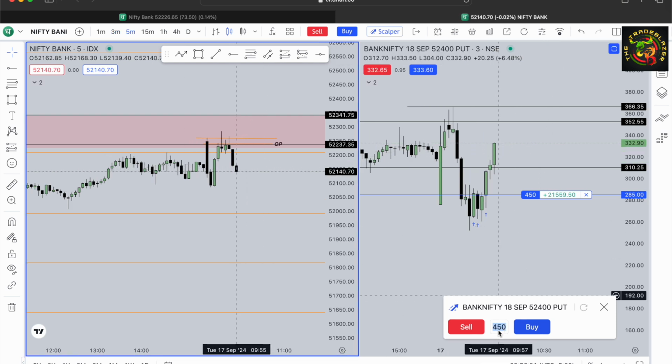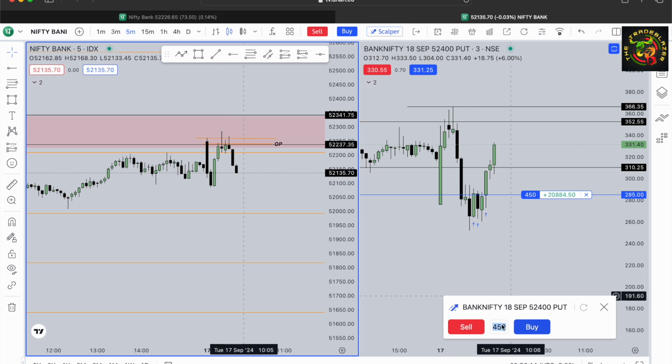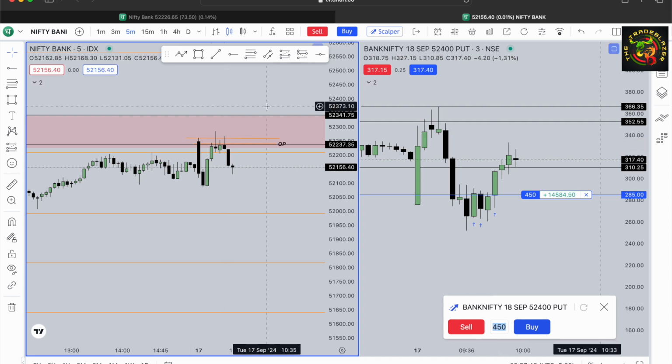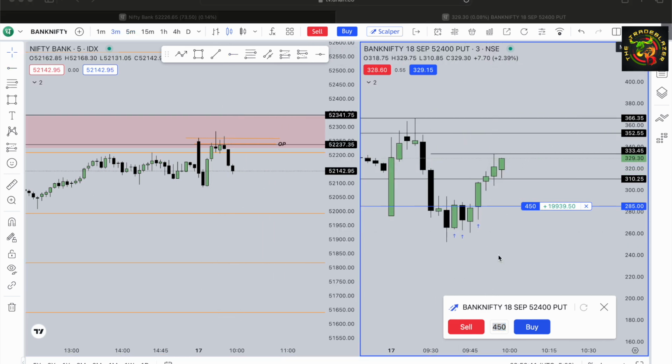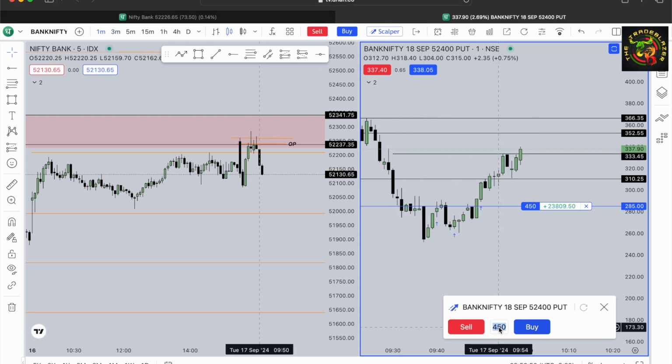We are getting a nice jump in the premium, guys. We are getting a good profit already, and we don't have huge targets, based on the amount of volatility that we have in today's market. We are getting almost more than what we anticipated in this trade, guys.